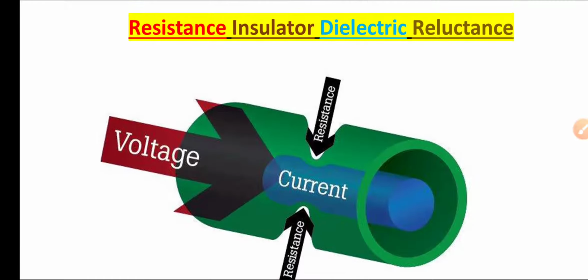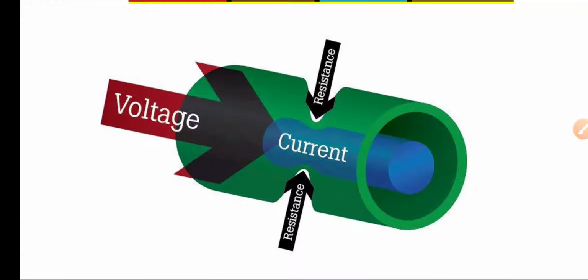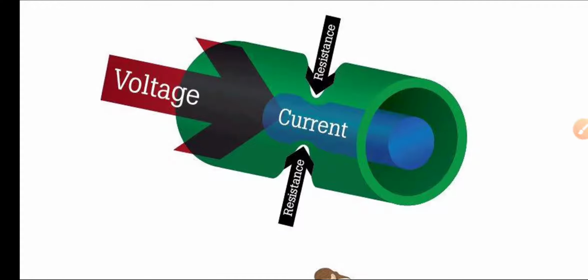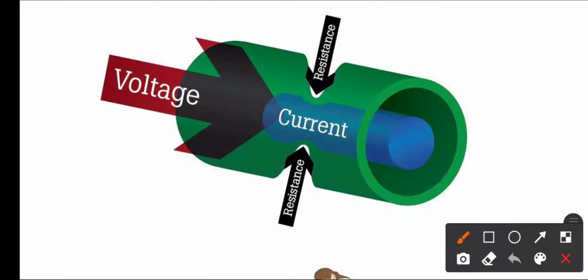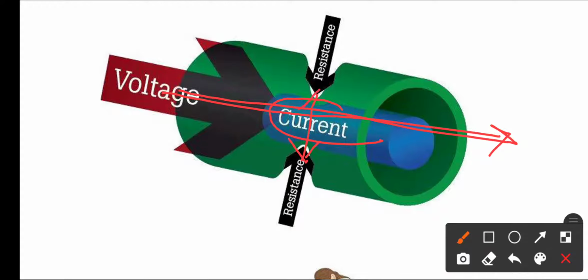So guys, what is resistance? As we know, suppose we compare the wire with the hose of water, suppose water is flowing like that, and voltage is force, and the current is water, and the hindrance or the opposition offered by this pipe, that is called resistance.